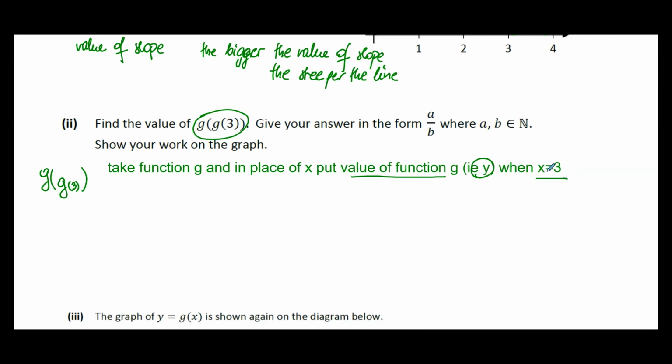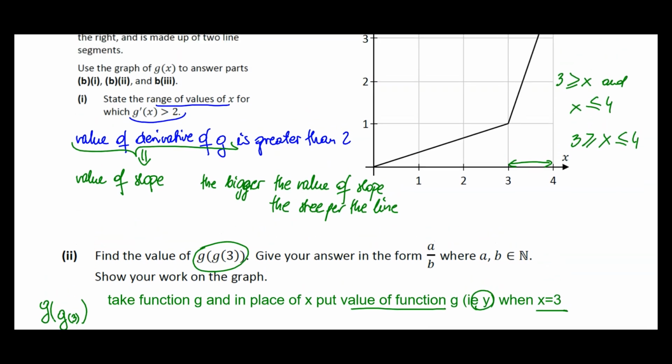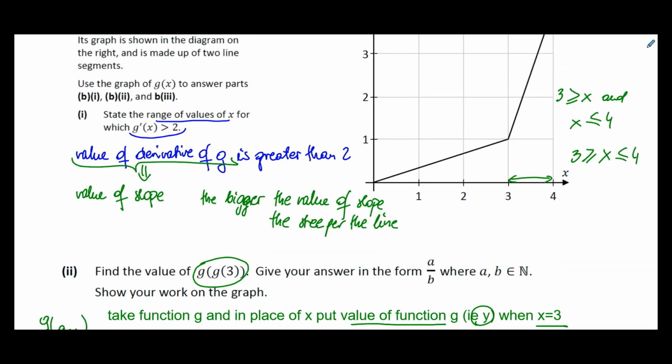That's what it means. So I need to find what is the value of y when x is 3, and then take that value, put that in place of x again in function g, and therefore find the required value of y. Okay, let's have a look at our graph. So again, we take function g, and first thing we need to find is the value of y when x is 3. So when x is 3, as you can see, the value of the function, meaning the value of y, is 1.